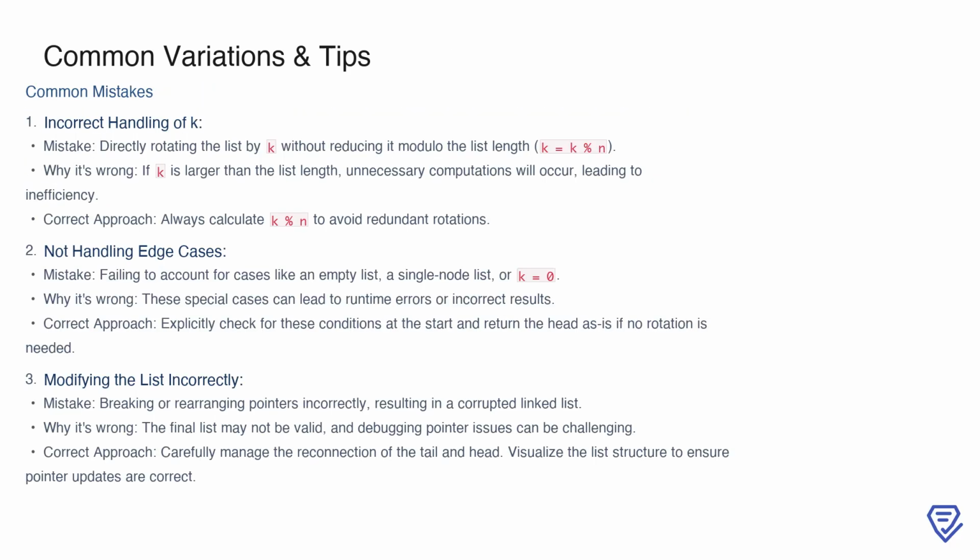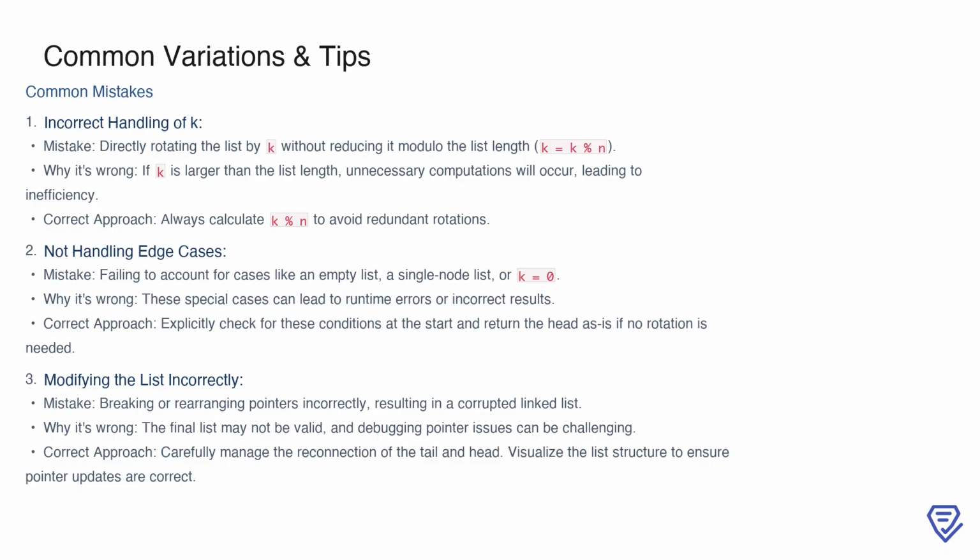When solving the rotate list problem, there are a few common mistakes to watch out for. First, many people overlook the importance of reducing k modulo the length of the list. Without this step, if k is larger than the list length, you end up performing unnecessary rotations, which wastes time and computational resources.